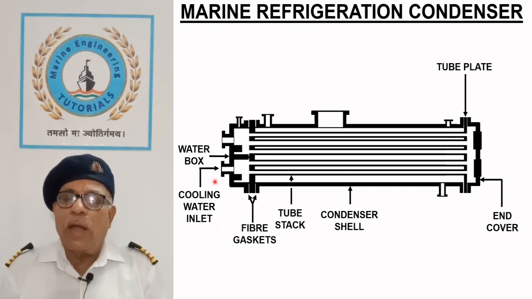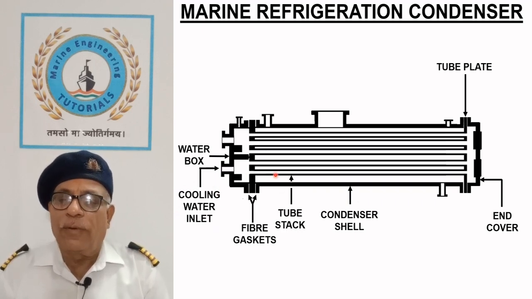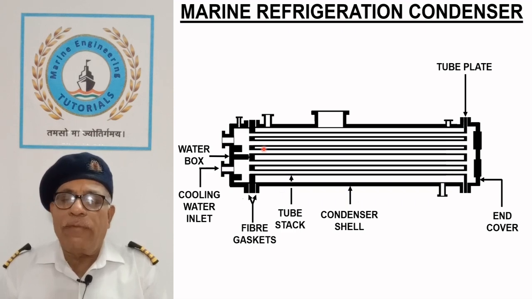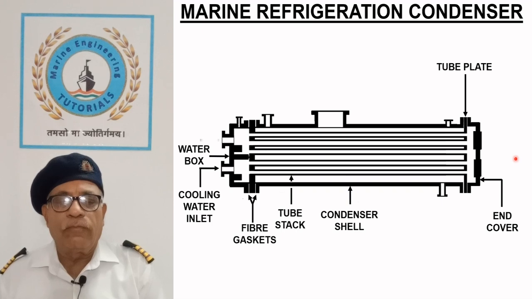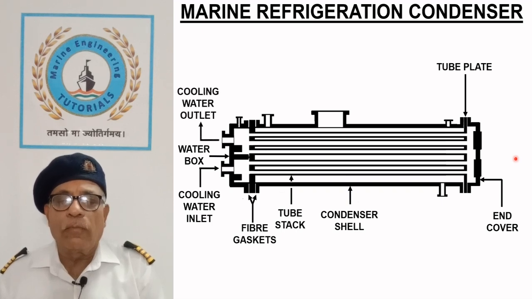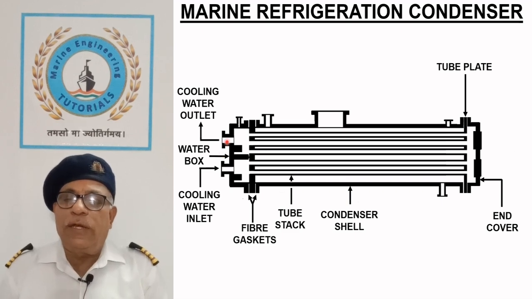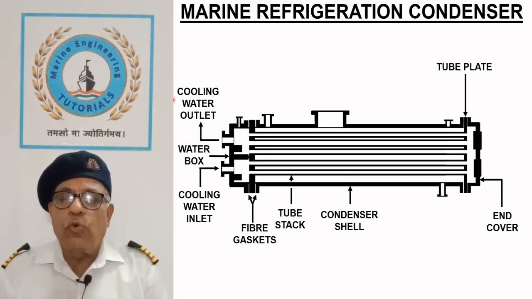The coolant enters through the bottom connection, passes through the tubes. It is usual to have a two-pass arrangement which facilitates cleaning of the tubes by opening the free end cover. After receiving the heat from refrigerant, coolant leaves the condenser from the upper connection of the water box.